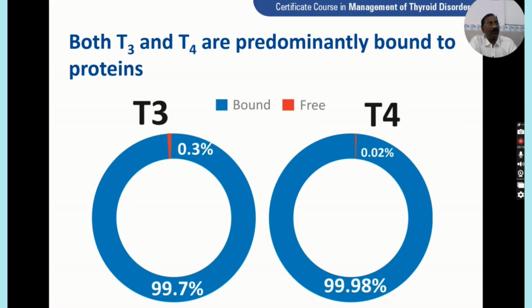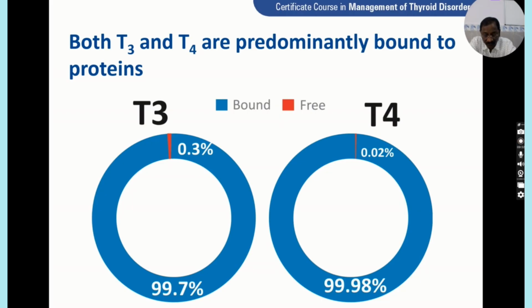As I told you, they are bound to the proteins. How much is bound, how much is free? T3 is about 99.7% bound and the free is only 0.3%. Whereas T4 is almost 99.98% bound to your globulin, albumin or prealbumin. The free fraction is only 0.02%.